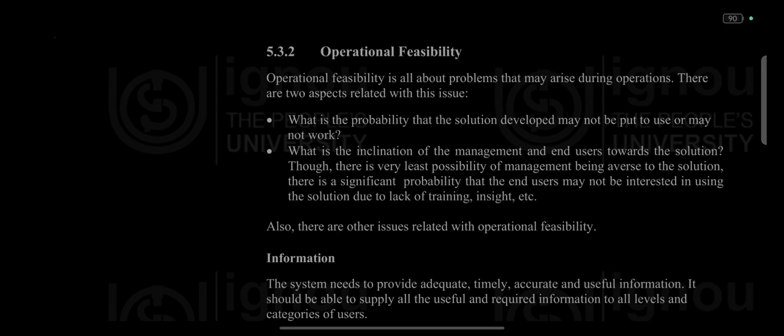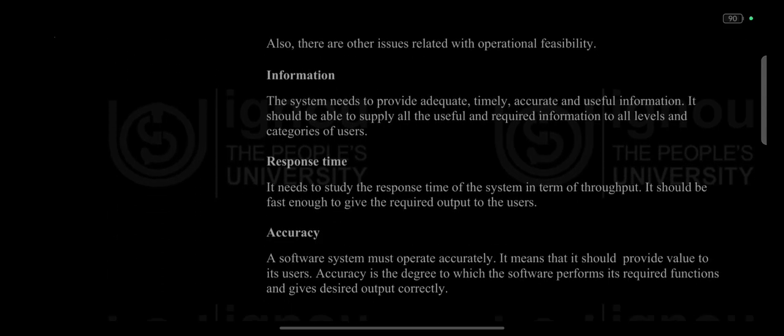Also, there are other issues related with operational feasibility. Information: the system needs to provide adequate, timely, accurate, and useful information. It should be able to supply all the useful and required information to all levels and categories of users. Response time: it needs to study the response time of the system in terms of throughput. It should be fast enough to give the required output to the users.